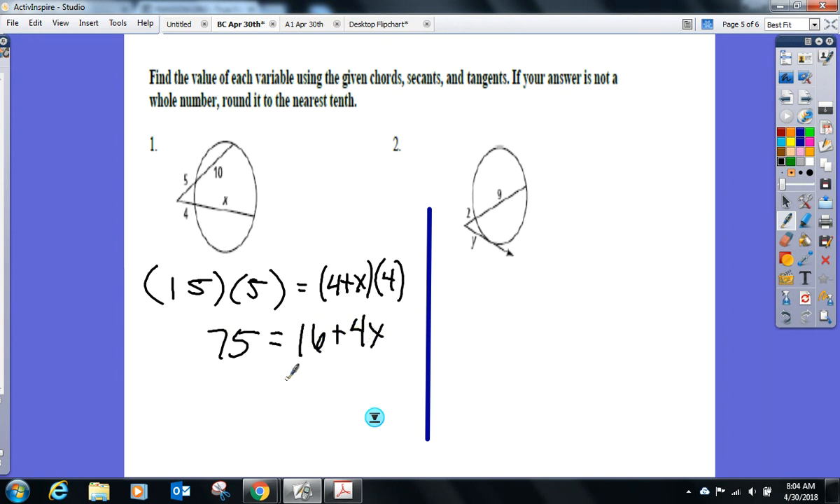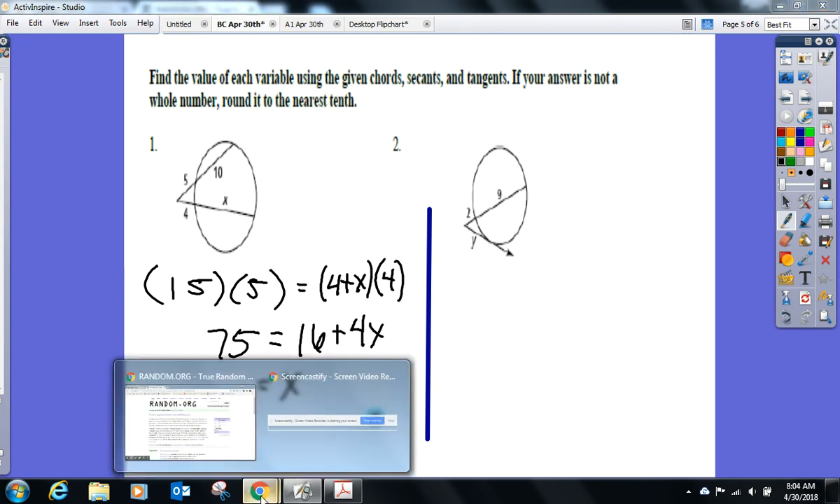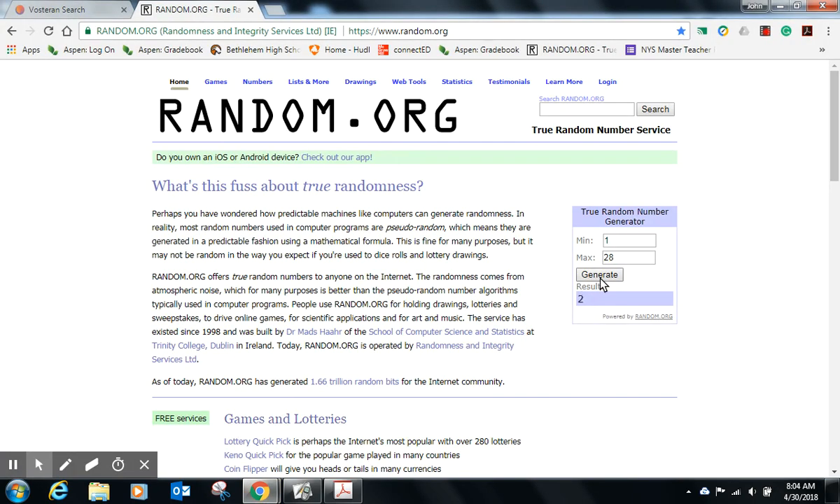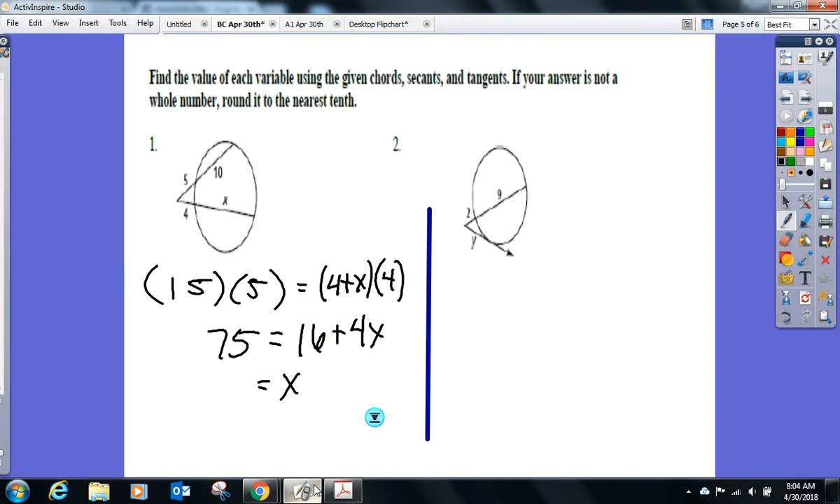And notice the directions. It said round to the nearest tenth if necessary. And when you're ready, what do you end up with? 14.8. No issues yet?